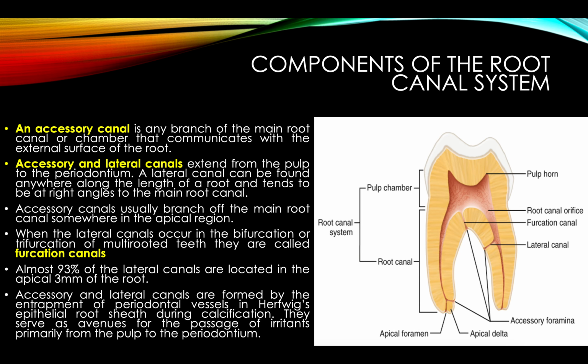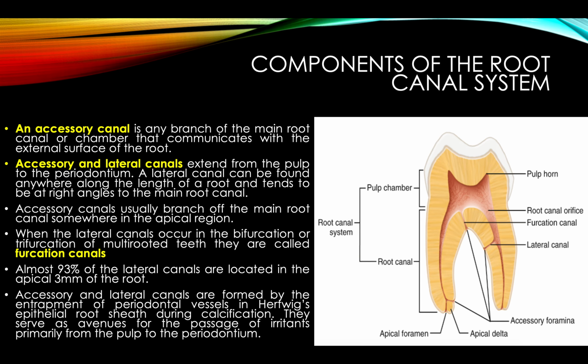Now, the main root canal can divide and branch into smaller canals, and depending on their location, these small canals are called lateral canals if they are located anywhere along the length of the root and extend at right angle to the main root canal, or if they are located in the furcation area, they are called furcation canals. And the majority of these small branches are located in the apical part of the root and they are called accessory canals. Almost 93% of lateral canals are located within the apical 3 millimeters of the root.